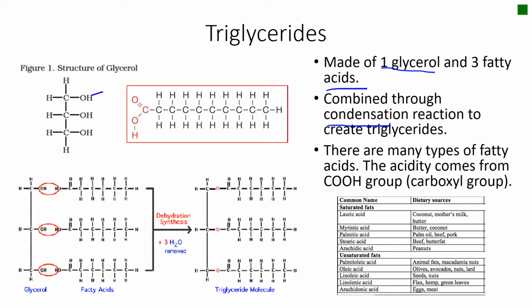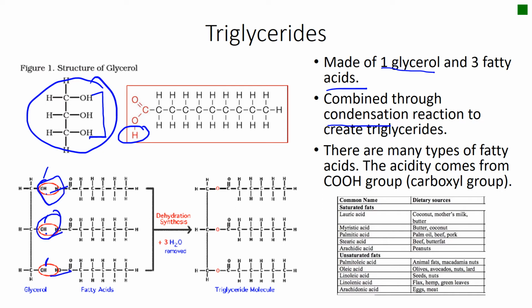Now you can see that the glycerol has 3 hydroxyl groups. 1, 2, 3. Right? And then these will combine with the hydrogen atom from the hydroxyl of fatty acids. So you can see that one glycerol can make bonds with up to a maximum of 3 fatty acids. They combine, combine, combine. And this OH and H will become 3 different water molecules.